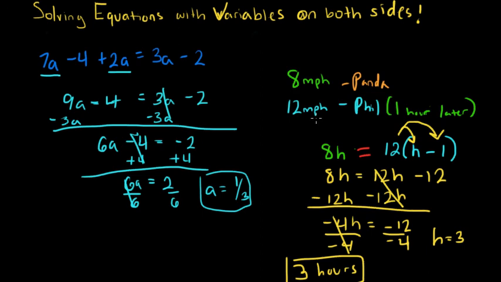Alright, and just to point out, right here you may have had some trouble noticing that that's supposed to be a minus 1. Well, if you made it plus 1, look what would happen. It would be plus 12 right there. You'd end up with positive 12 divided by negative 4, which would be negative 3. So he caught up in negative 3 hours? He went back in time and caught up? That doesn't make sense. So you can know it's minus 1.